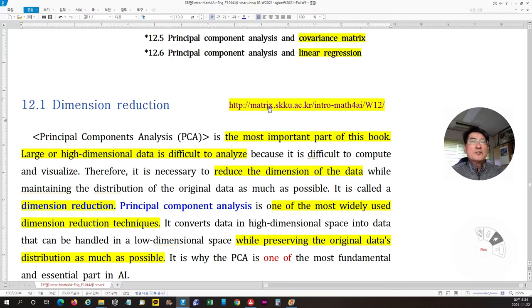The lecture note of week 12 can be found here, and also you will be able to practice with the data and code at this web address.